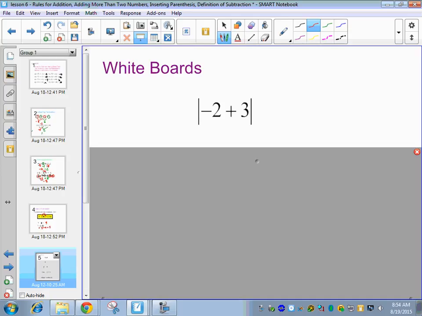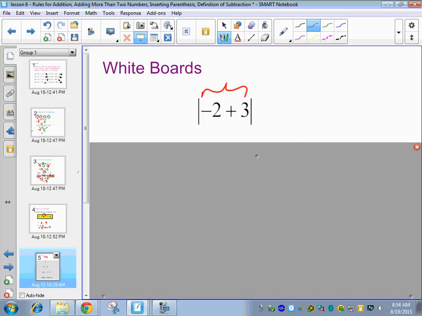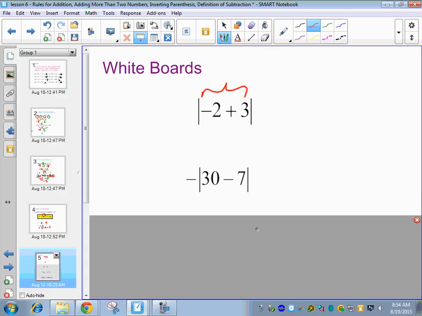Good, good, good. Yep, so remember, just do the answer on the inside of these guys before you take the absolute value. The next one. Negative 2 plus 3 is 1. Absolute value of 1 is 1. Good, good, good.